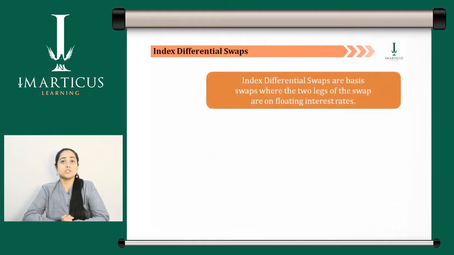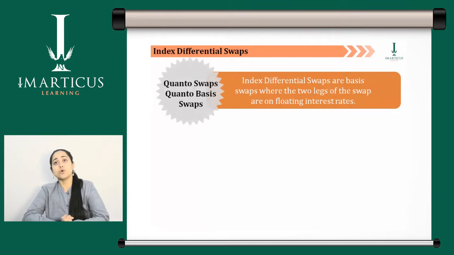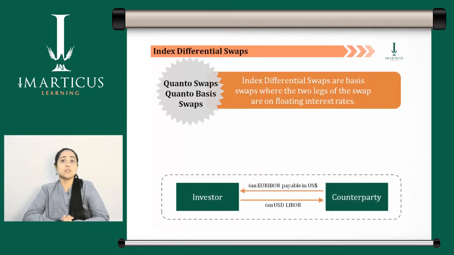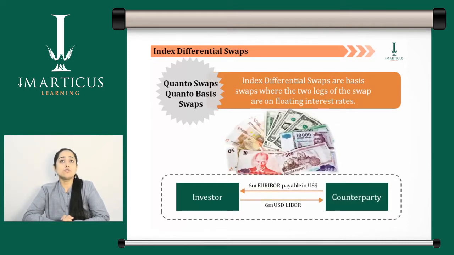Index differential swaps are basis swaps where the two legs of the swap are on floating interest rates on two different currencies. They are also known as quanto swaps or quanto basis swaps. However, the underliers are not in the same currency. For example, 6 million USD Libor versus 6 million Euro Euribor. If you notice, two different floating rates of interest are used, Libor and Euribor, which are benchmark rates for borrowing and lending.